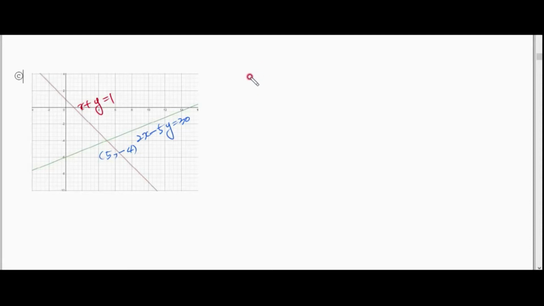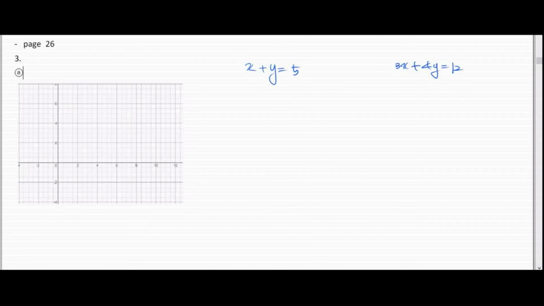Let's start with the first one. 5 plus negative 4, and that equals 1. So this is correct. And for this one, 2 multiplied by 5 minus 5 multiplied by negative 4. And this will be negative 20. So there's a negative in front, turning it into positive 20. So that equals 30.